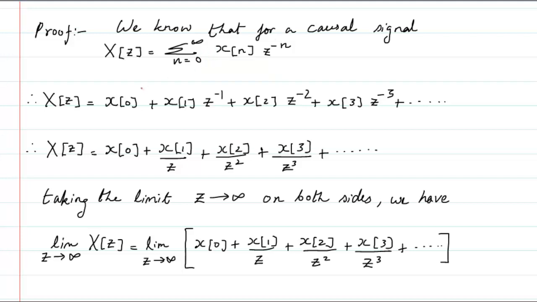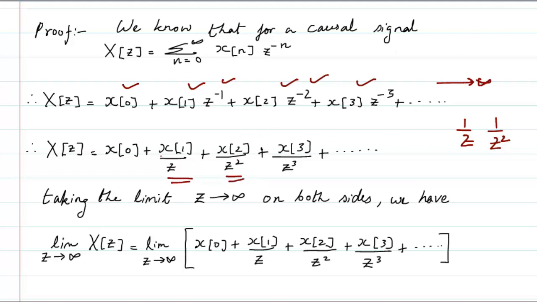right from 0 to infinity. So for n equal to 0, it is x of 0 into z raised to power 0, which is 1. For n equal to 1, it is x of 1 z raised to power minus 1. Similarly for 2, 3, all the way up to infinity. Now z inverse can be written as 1 by z. z raised to power minus 2 can be written as 1 by z square. So that is what we have done here.